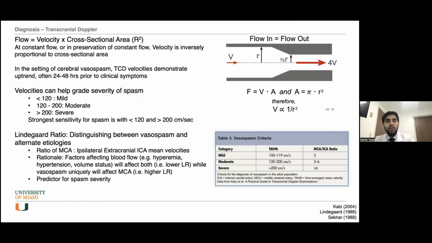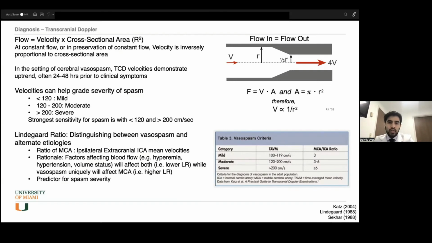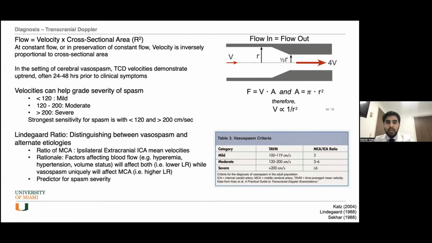So ultimately, the physics of transcranial Dopplers are the physics of flow dynamics. And we know that flow is equivalent to the velocity times the cross-sectional area of the blood vessel. So when you have constant flow being preserved, velocity is inversely proportional to the cross-sectional area. Now, in a setting of cerebral vasospasm, TCD velocities actually demonstrate an uptrend because the cross-sectional area decreases. And this can often occur 24 to 48 hours prior to clinical symptoms. The velocities that are seen on a TCD can ultimately help grade the severity of the spasm.